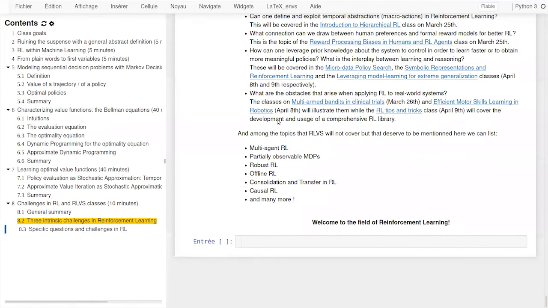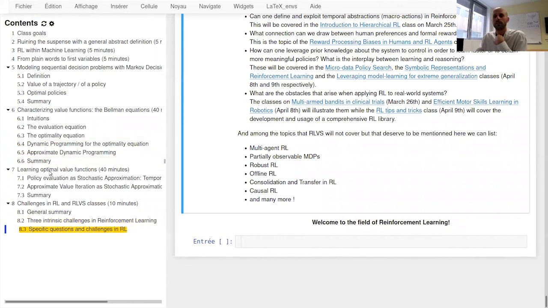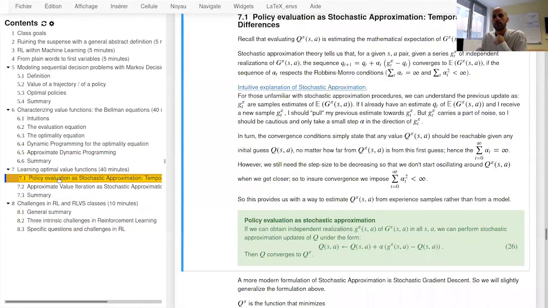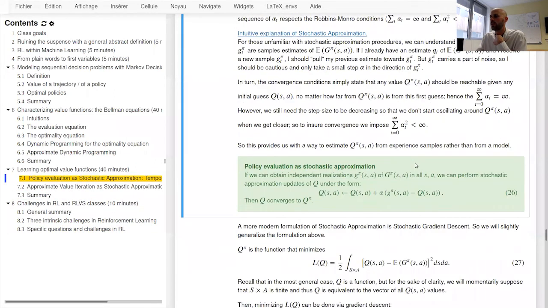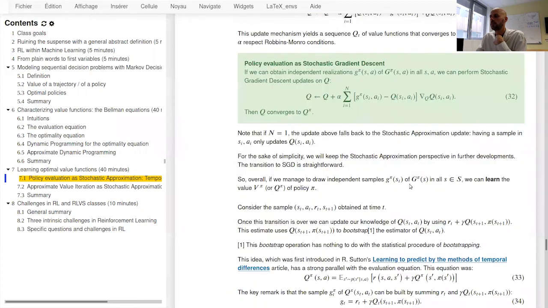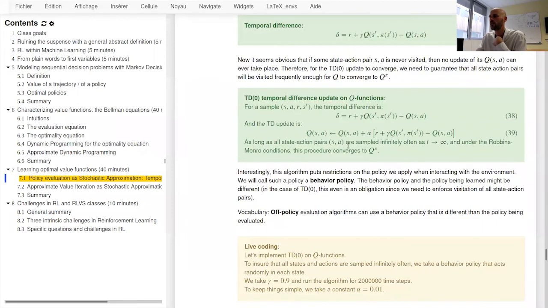So the first question is in the TD equation. Sorry, the thing is moving. Okay, I have it. We could have simply written the bootstrap term with V instead of Q. Okay, let's get back to the TD equation, in the section on policy evaluation and stochastic approximation. Let's take this one here.